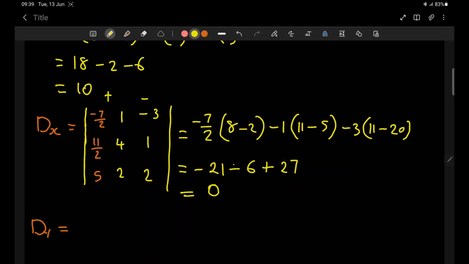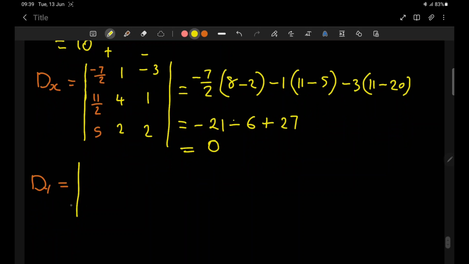So let's do it. That means we'll maintain the elements that were on the first column initially, which is 3, 1, 0. So we have 3, 1, 0. Then on the middle column, that's where now we'll have negative 7 over 2, 11 over 2, and 5. Then the final column is just the same. So we find the determinant for this one, maintaining positive, negative, positive.